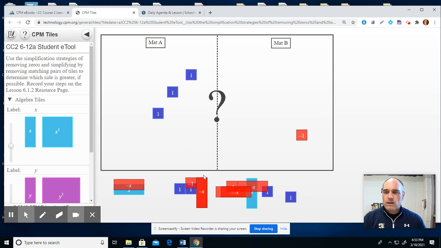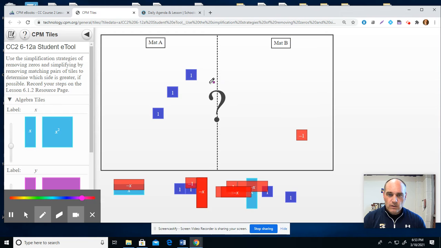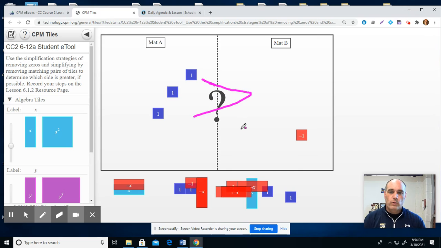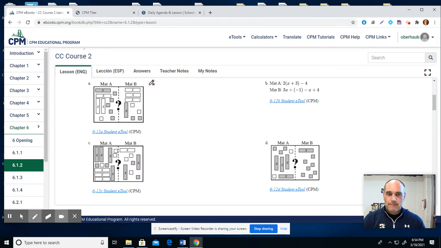Now when I want to compare which side is bigger, obviously this side is bigger. It has a positive 3 and a negative 1, so I know that this side is greater than this side. So I can put the inequality of greater than down. All right, so that's part A.